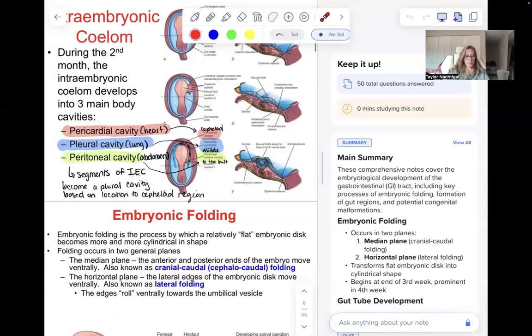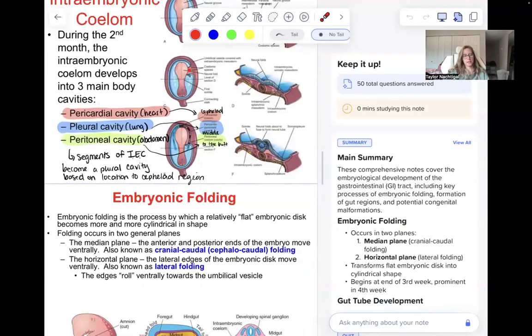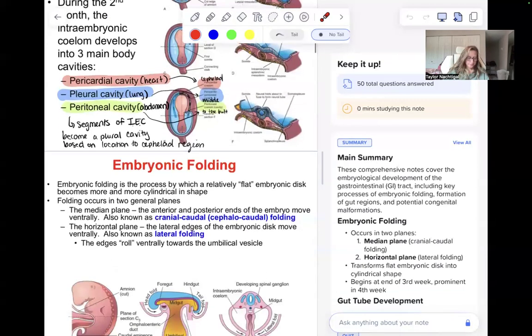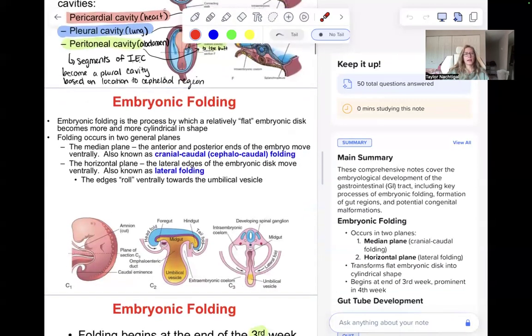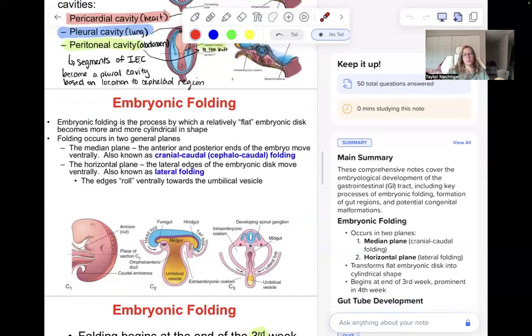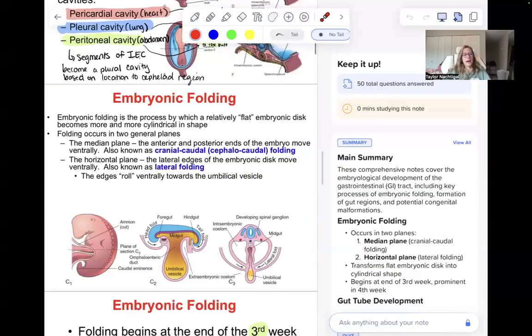Okay, yeah, there's the same picture, like what I just had drawn for you guys, but this time from the textbook. So we have embryonic folding. I didn't go into this in our review, but it is really critical to understand what's happening, how we get from a flat trilaminar disc to a three-dimensional embryo, or baby eventually.